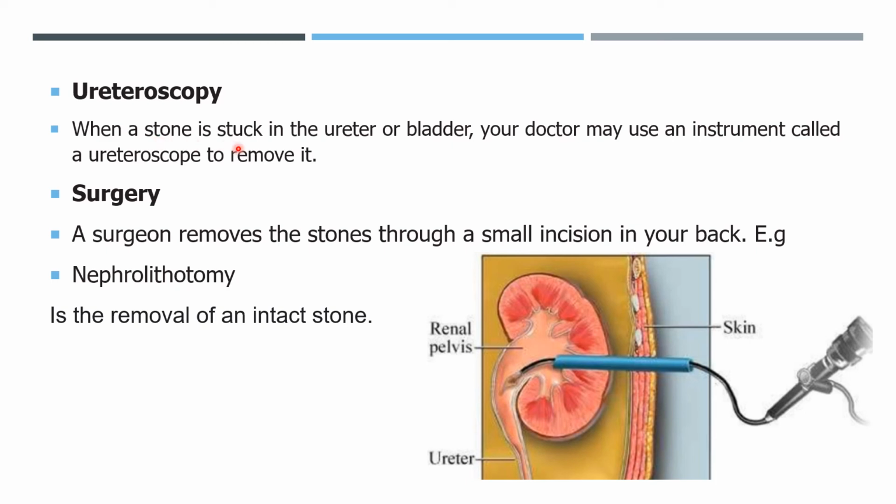When a stone is stuck in the ureter or bladder, your doctor may use an instrument called the ureteroscope, which is a telescope-like instrument, and it will be used to remove the kidney stones.